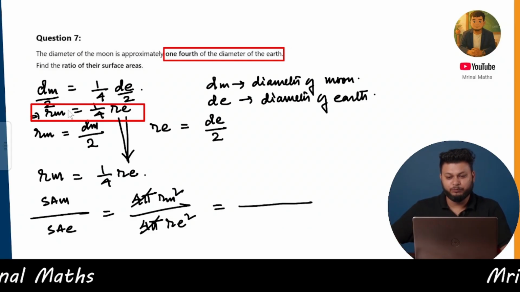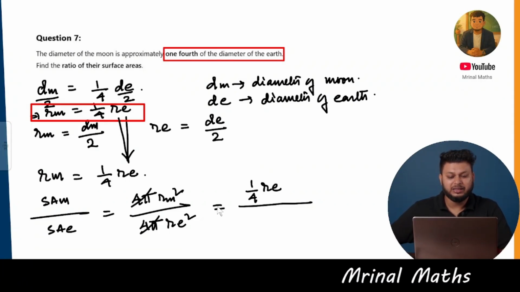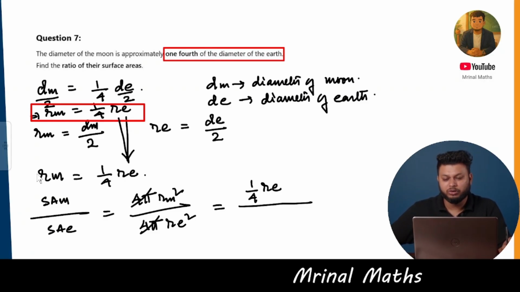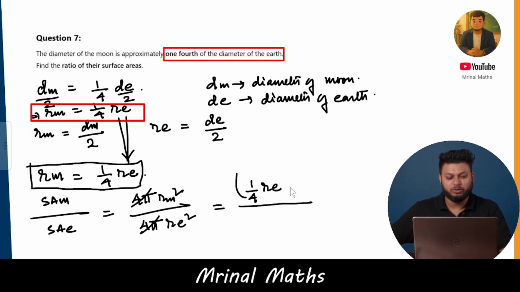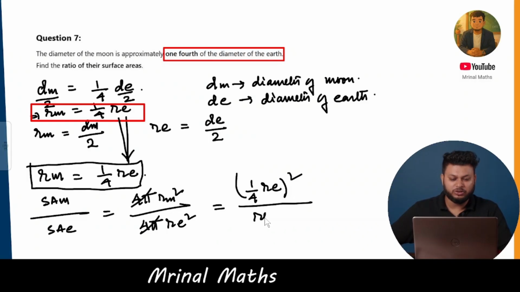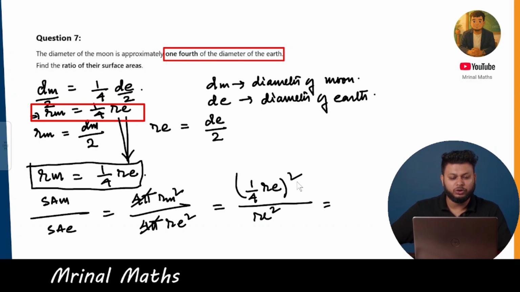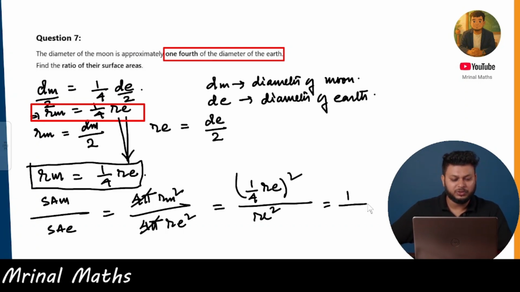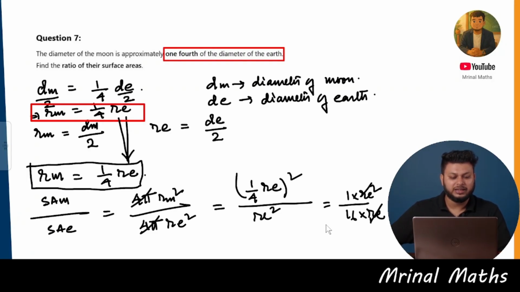Here there is a catch. We know the value of rm is 1 by 4 re. Just check this out. 1 by 4 re is the value of rm, as we have already pointed out here. So I have substituted. You have a square. Down here it's already in re square. So what do we get right here? 1 by 4 square is 1 square is 1, 4 square is 16. You have re square divided by re square. Re and re get cancelled. The final answer is 1 by 16.